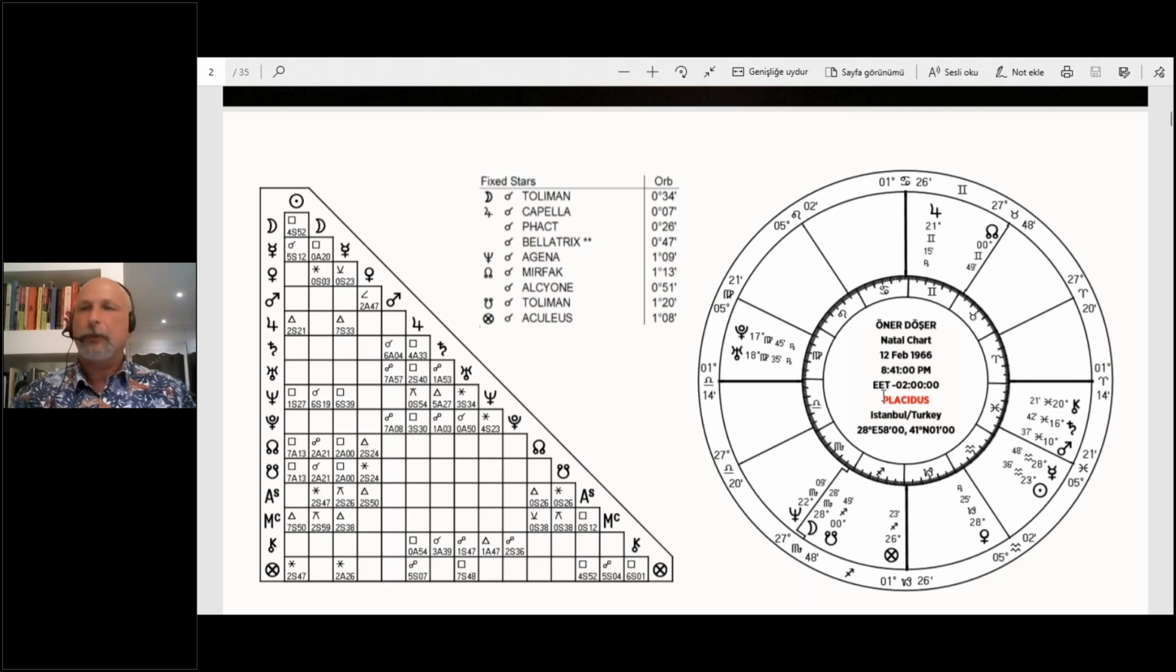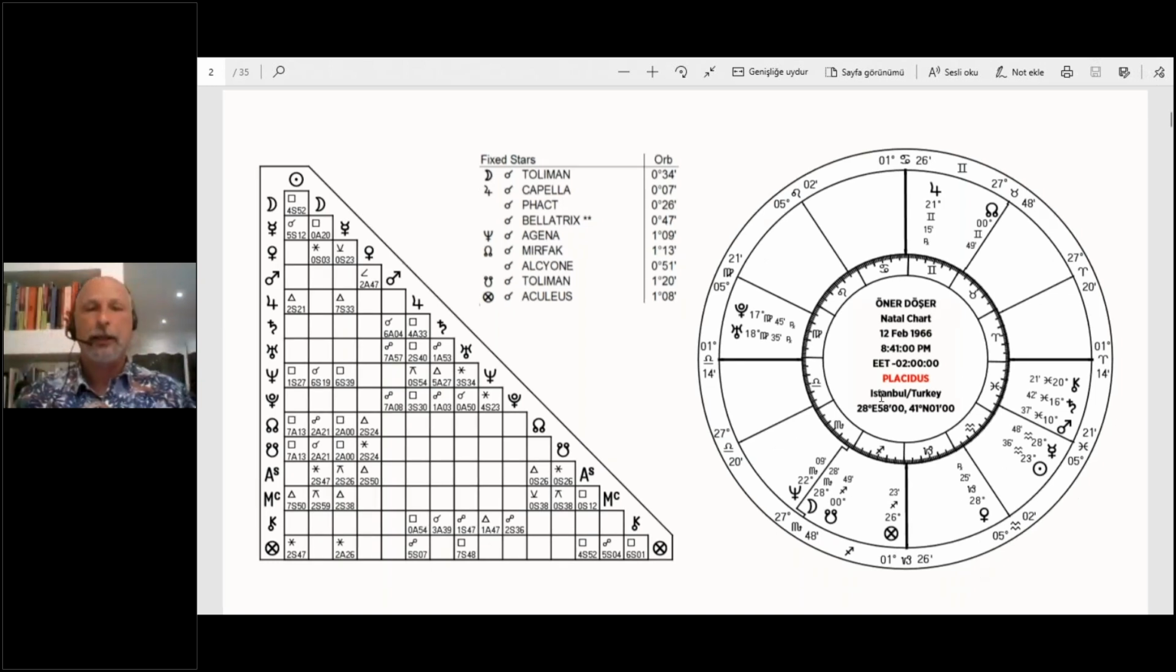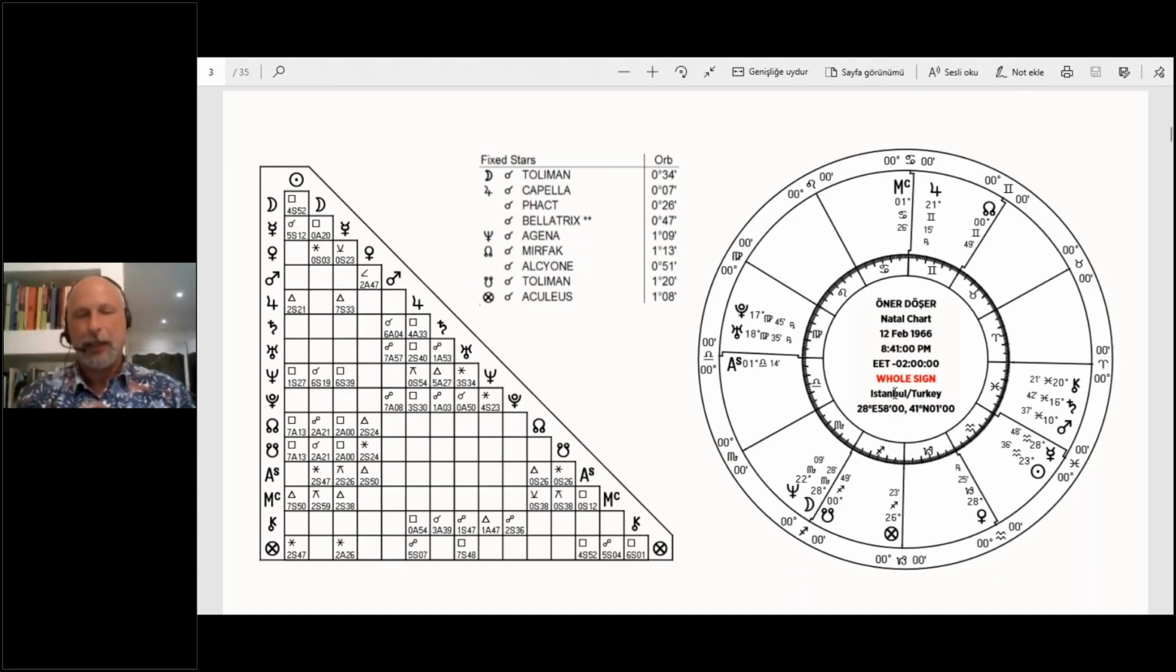In a chart, we can use any quadrant house system, such as I'm using, for example, here, Placidus houses, but also I'm using whole sign houses as well to see the natal chart in more detail or to see the power of the planets. So sometimes it is changing because we have different intermediate house cusps with different house systems.